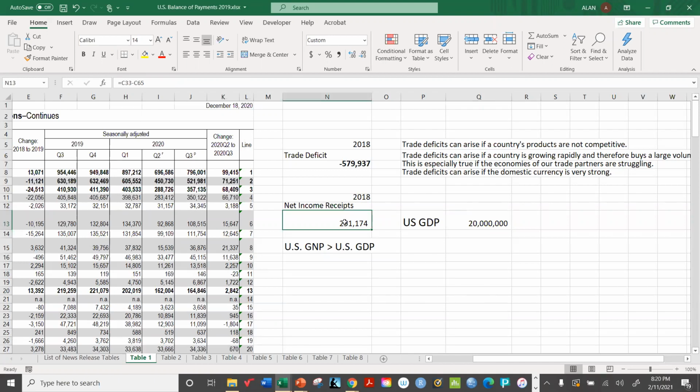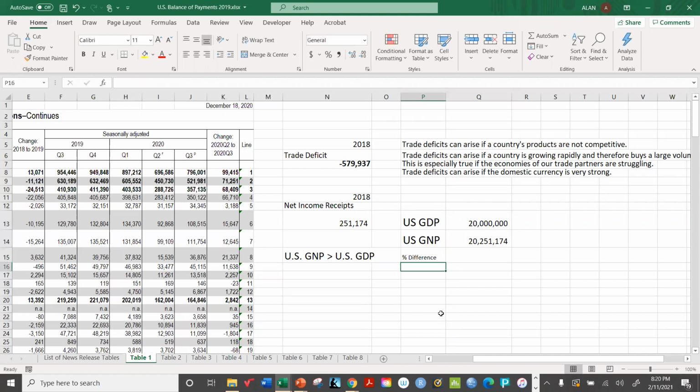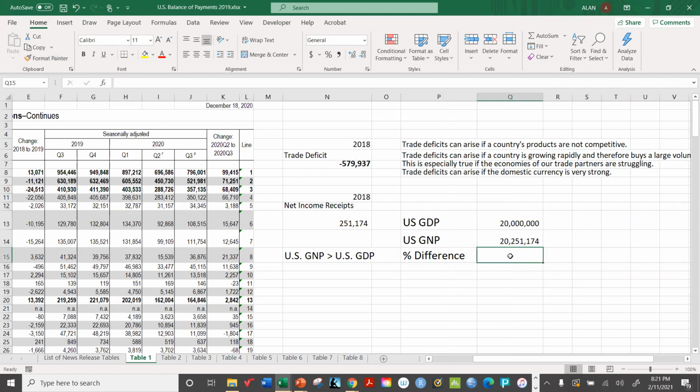Okay, now what percentage does this represent? So if GNP is therefore the sum of these two, let's just say that that would be these two. Okay, you can see it's not that much of a difference. The percentage difference is going to be very small. How small, you ask? Let's find out.